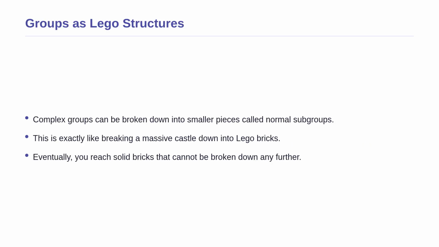To begin understanding this topic, imagine you are building a massive, incredibly complex castle out of Lego blocks. No matter how huge or intricate the castle is, if you break it down completely, you are eventually left with indivisible, solid Lego bricks. In advanced group theory, mathematical structures called groups are exactly like these Lego structures. We can break some complex groups down into smaller, simpler pieces called normal subgroups. But eventually, we hit certain groups that absolutely cannot be broken down any further without destroying them.